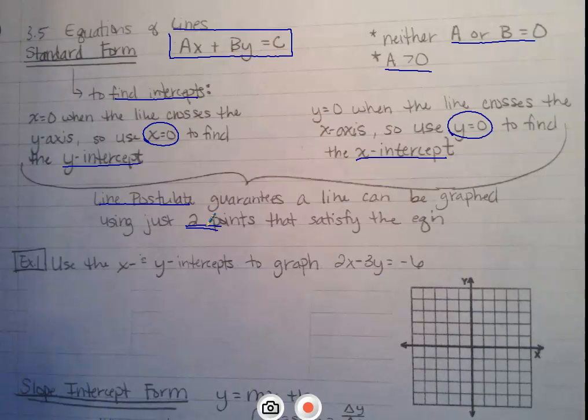So, example 1: use the x and y intercepts to graph 2x minus 3y equals negative 6. To do that, we're going to use those intercepts. We're going to plug 0 in for x, pardon me. So 2 times 0 minus 3y equals negative 6. And then the other one, we're going to leave the 2x and have minus 3 times 0 equals negative 6.